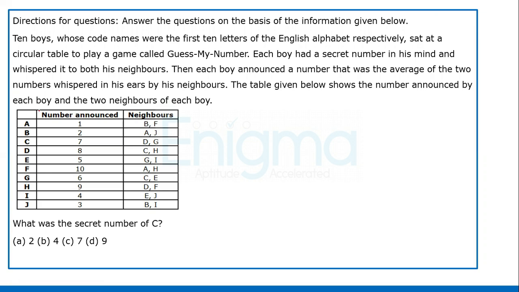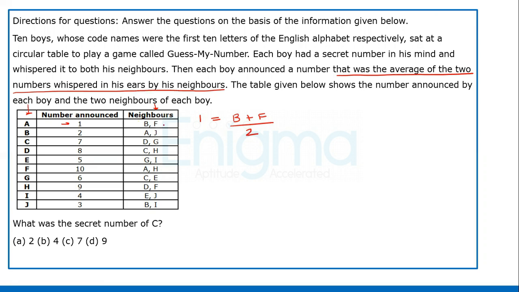Okay, so these are the 10 people and these are their neighbors and these are the numbers announced. Now, what number are they announcing? They are announcing the number that was the average of the two numbers whispered in his ears by his neighbors. Now, A has announced the number 1. So, what is 1? 1 is the average of the two numbers whispered in his ears by B and F. Now, B and F, there are two people, so the average will be B plus F upon 2. So, therefore, we get an equation from this that B plus F is equal to 2.